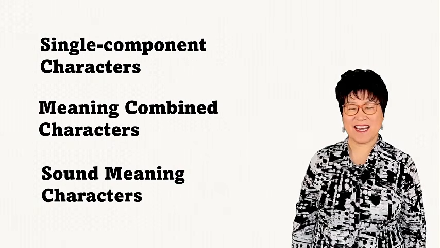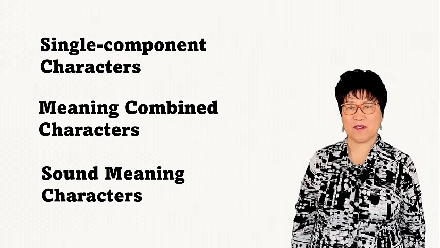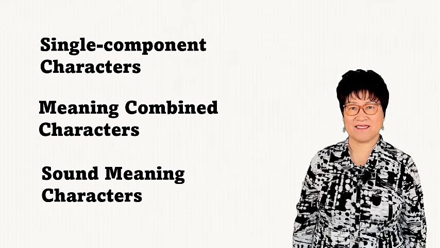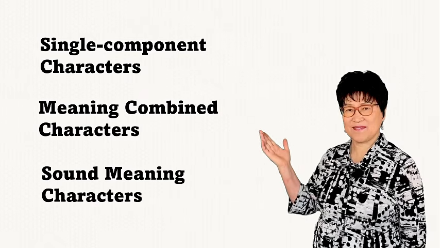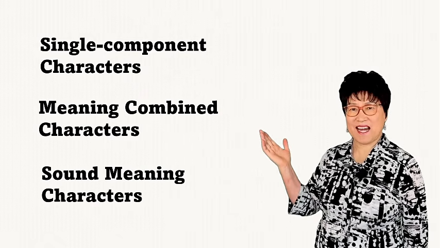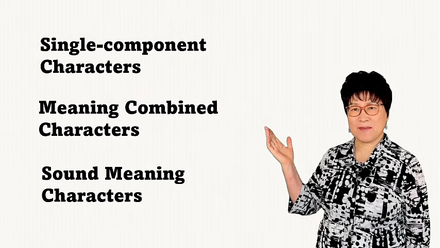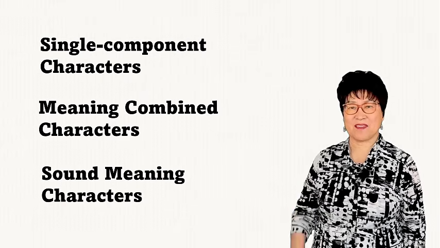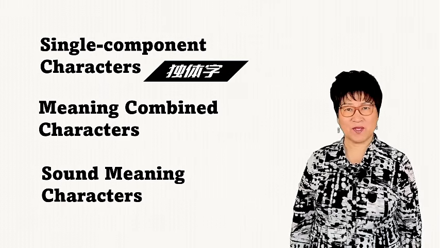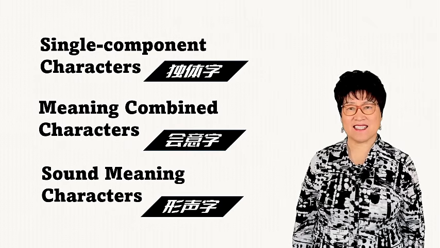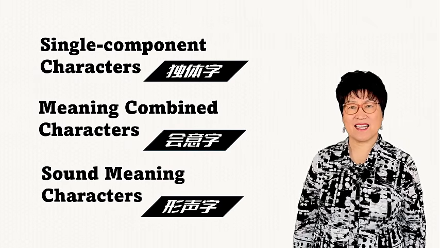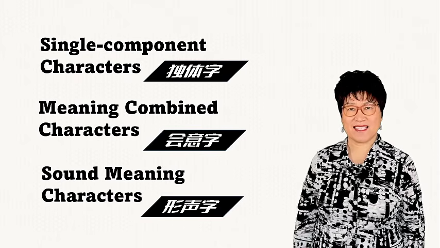In modern Chinese, characters come from 3 main building methods: single component characters, meaning combined characters, sound meaning characters. We call them 独体字、会意字、形声字。Let's go through each type with examples.